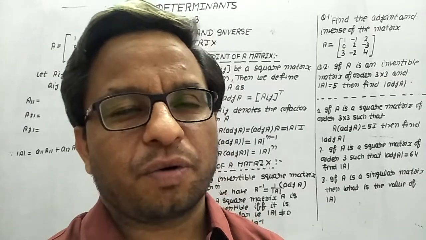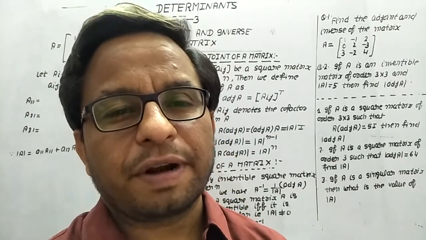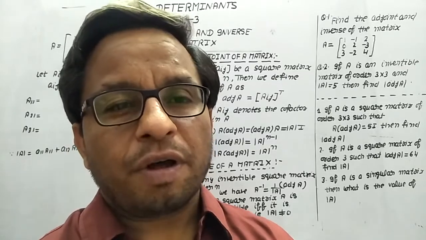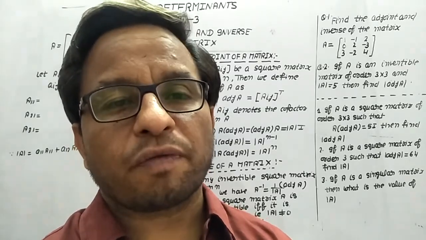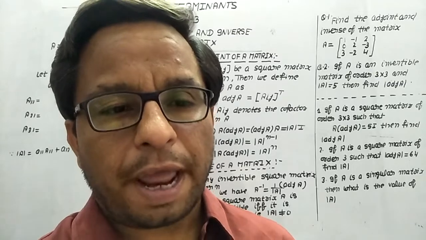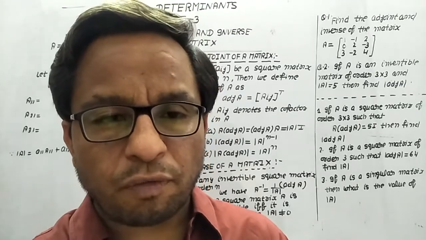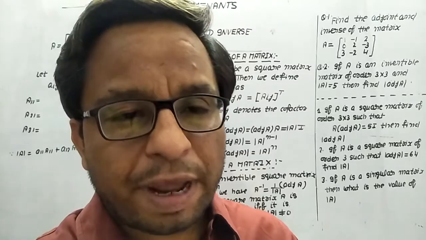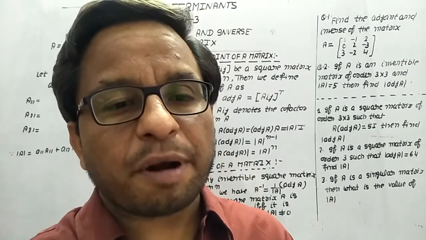Good morning everybody. Today in part 3 of determinants, we will discuss the adjoint and inverse of a matrix. In the last video, we learned about cofactors of a matrix. To find the adjoint of a matrix, knowledge of cofactors is very important. One more thing I have to explain is the invertible matrix.